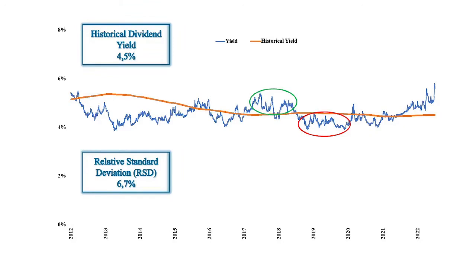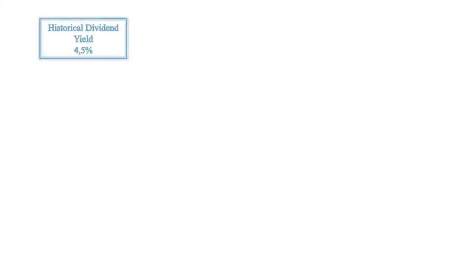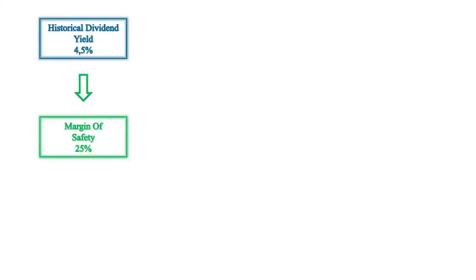To the historical yield, I add a personally defined margin of safety of 25%. This margin of safety will be adjusted upwards or downwards depending on the metrics of the company. My first criterion is the stability of the dividend measured with the relative standard deviation. With this value, I can measure how volatile the dividend yield is.